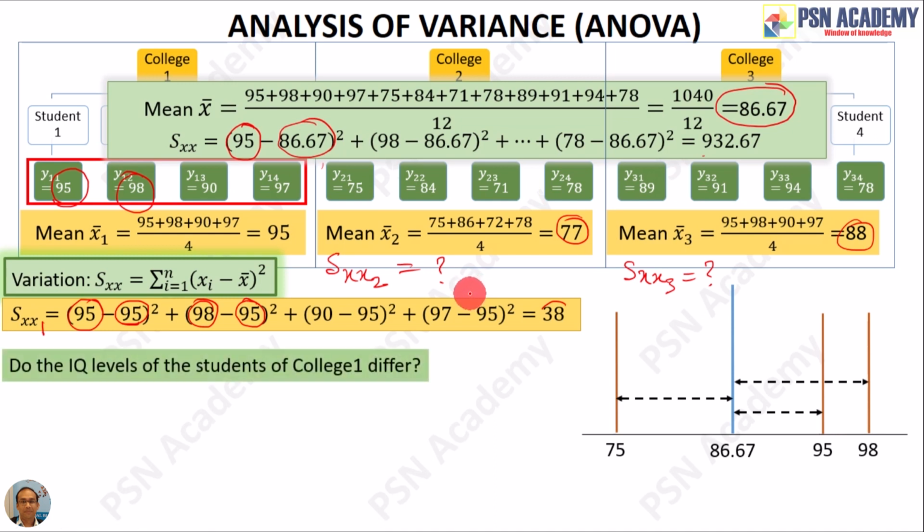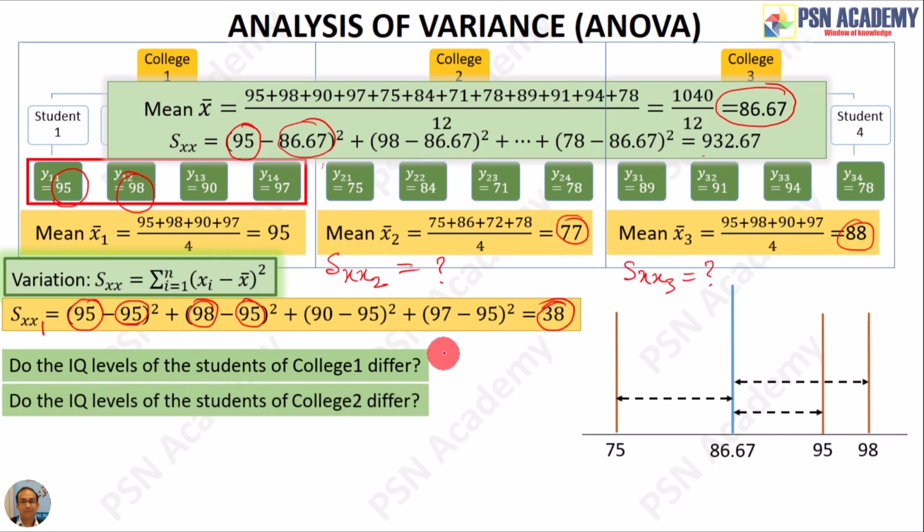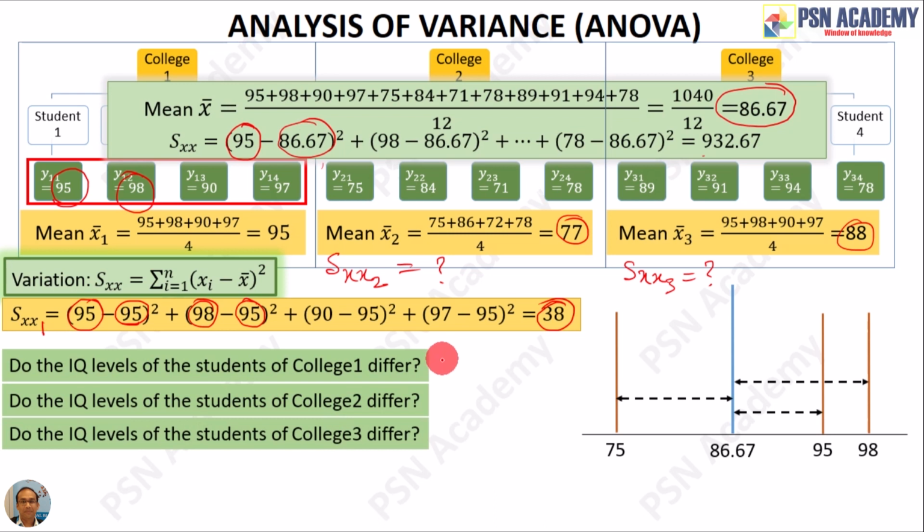If I ask you, do the IQ levels of the students of college 1 differ? That means I'm talking about only college 1. That means within college 1, there is a variation 38, right? So can we say the IQ levels of the students differ in college 1 or in college 2 or in college 3? Separately, I have 3 questions. So by ANOVA, or the analysis of this variance, of this variation, you can answer these questions.